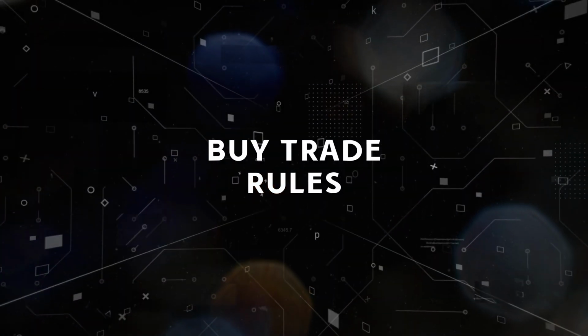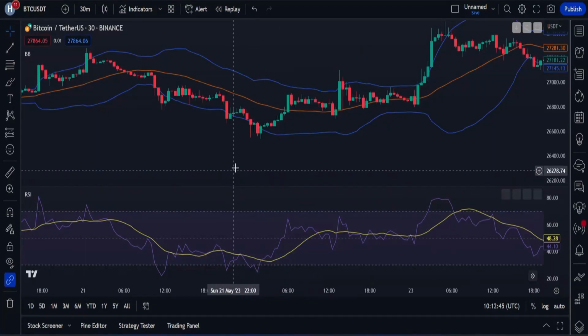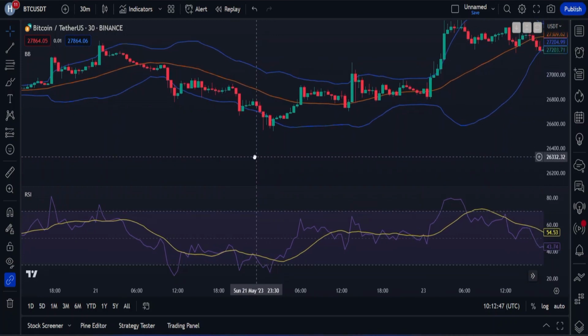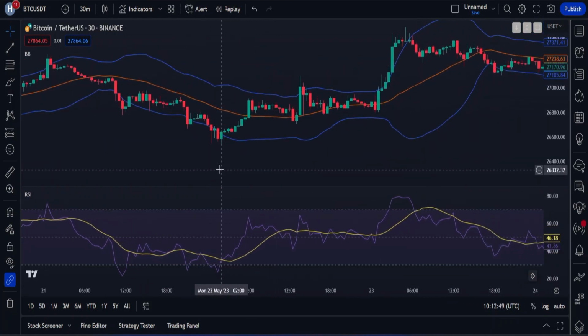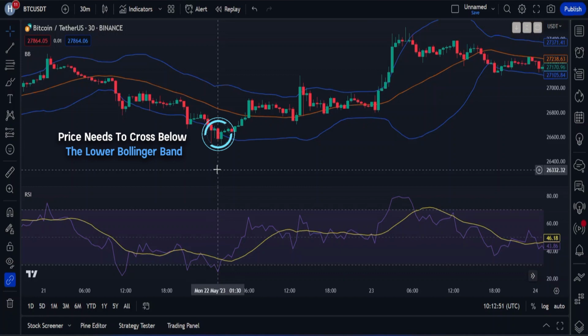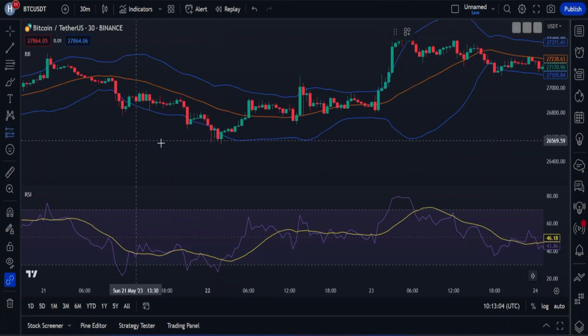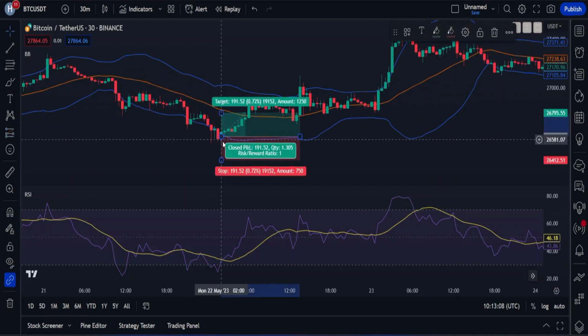Buy trade rules. So these are the two conditions that need to be fulfilled for a buy signal to be valid. We will enter a buy trade only when the price falls below the lower Bollinger Band and the RSI drops below 30. Here we can see initially the price falls below the bottom Bollinger Band. So after this, we will await the RSI line to dip below 30. Once it descends below 30, we execute a buy trade.